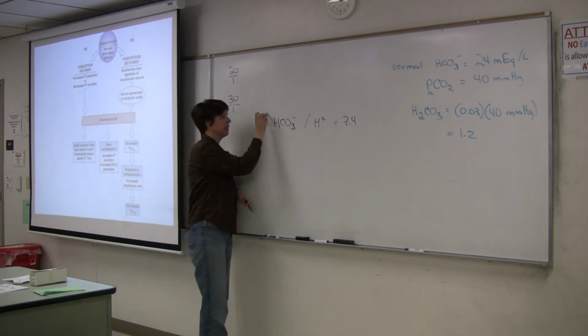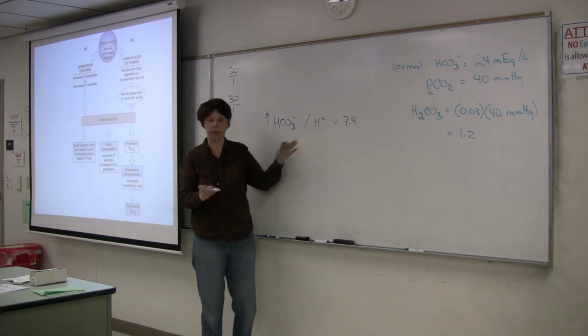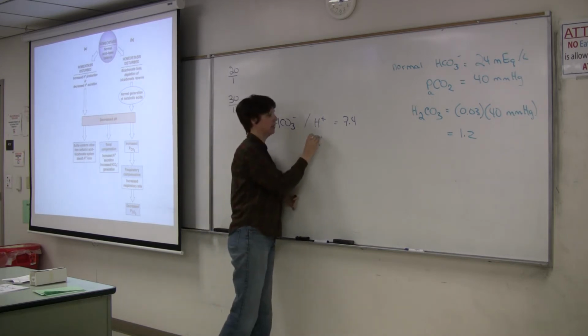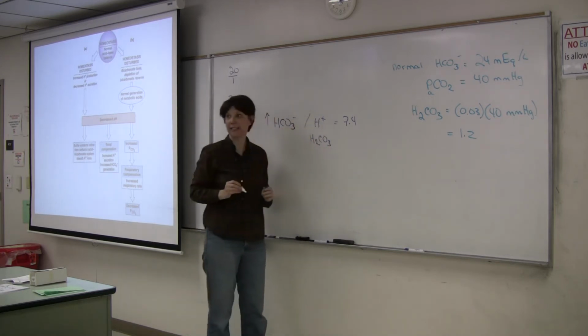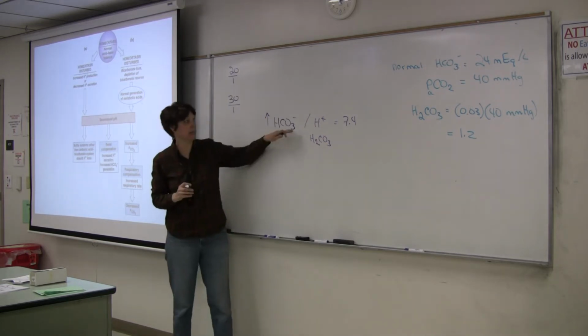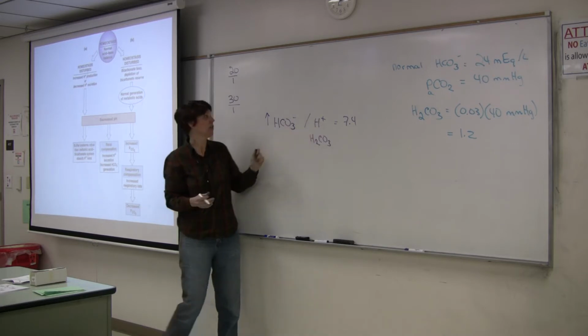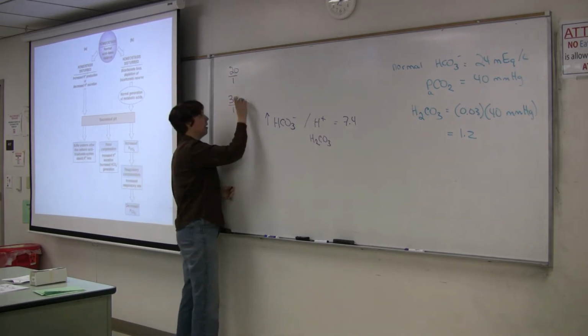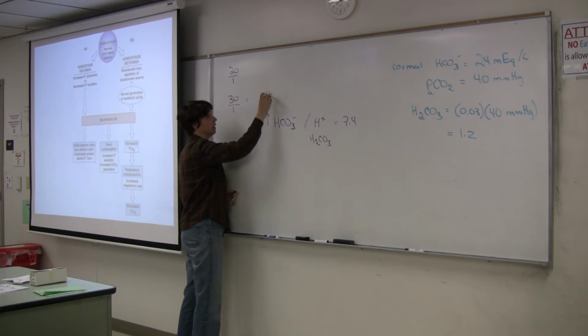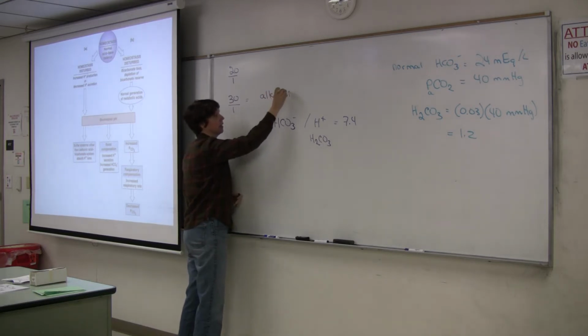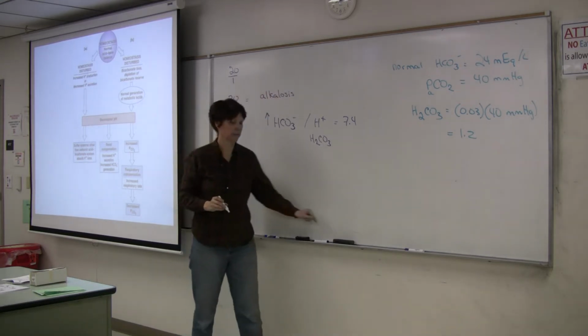If this increases, and this stays the same, remember, this is from our carbonic acid. It's going to be derived from that. So if this increases, but this doesn't, we're going to have too much bicarb, not enough hydrogen. We're going to be in an alkaline condition. All right? So with a situation like this, we are in alkalosis. Does that make sense?